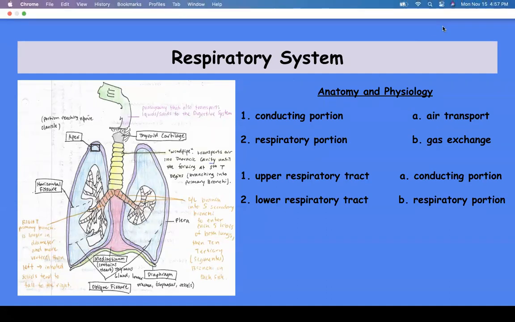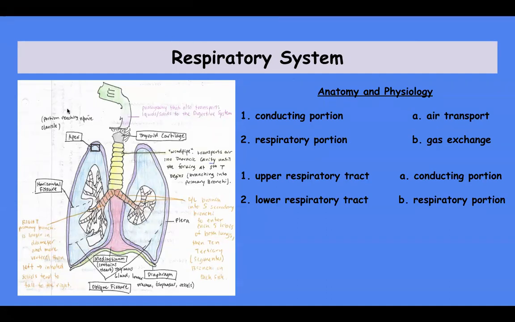And a reminder for the chat, you are more than welcome to chat to the whole group, or if you prefer to direct message me, you're more than welcome to do that as well. And of course, if you would like to unmute and verbally share your answer, that is more than welcome as well.